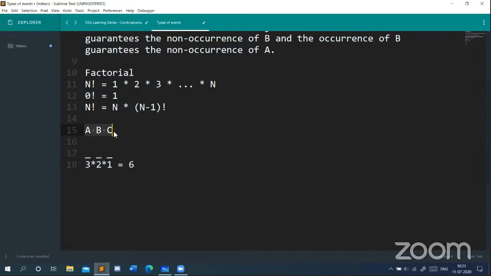For the case of 3, we're getting 3 times 2 times 1. If these were n events, that would be n times n minus 1 times n minus 2, and so on till 1, and that would have been n factorial. And if you can see here, 6 is nothing but 3 factorial, 1 times 2 times 3. All right, so we're done with factorials, and now we'll come to permutations.